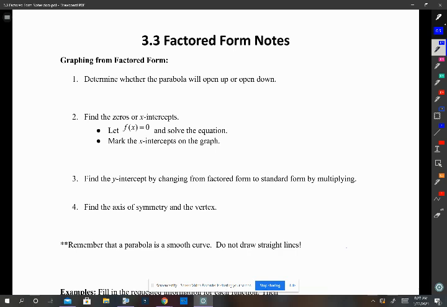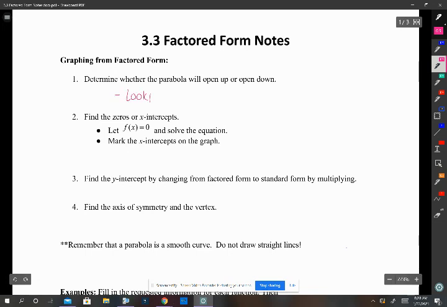All right, so today we're going to do 3.3 factored form notes. And again, it's kind of a review of what we did in 3.1 and a little bit in 3.2 in graphing. Steps when we're graphing from factored form is we first need to determine if it's going to face up or down. So remember that in order to figure that out, we're looking at the A value.